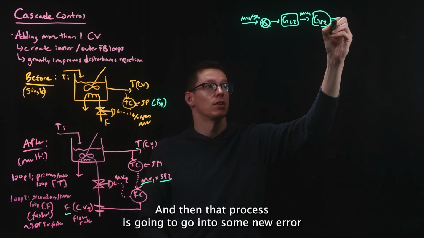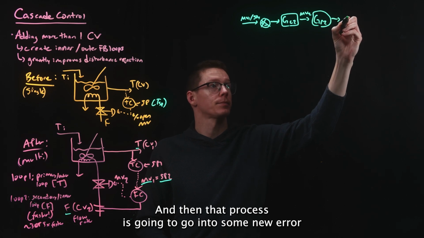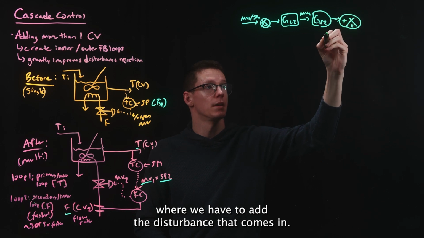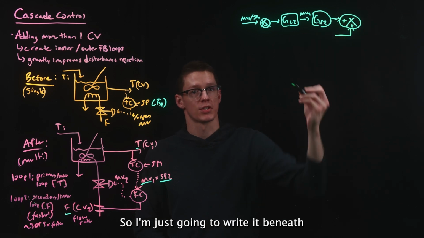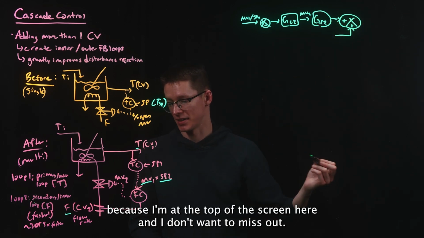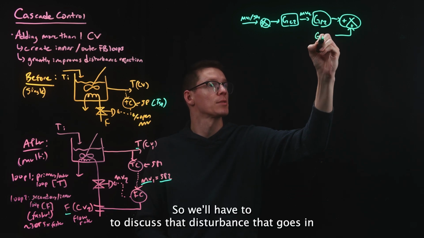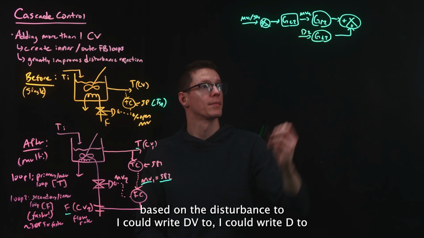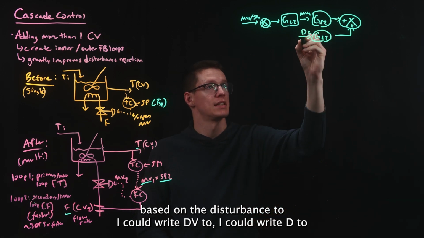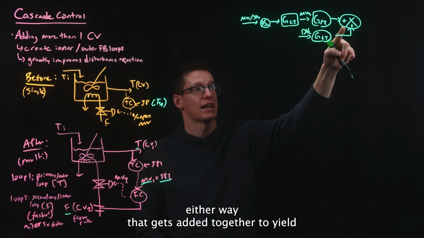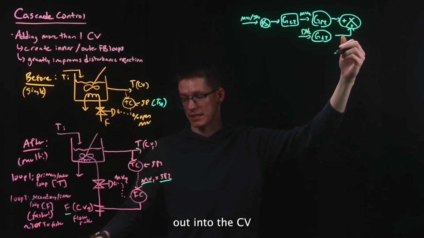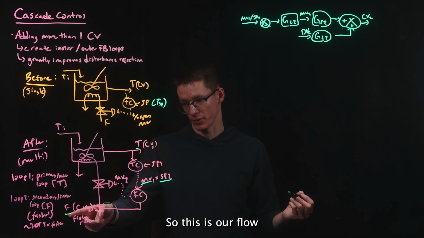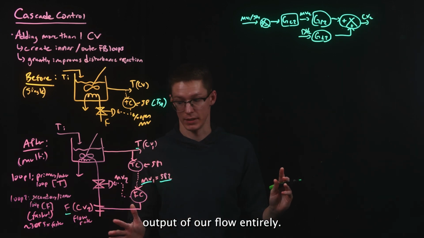And in that process, it's going to go into some new error where we have to add the disturbance that comes in. So I'm just going to write it beneath because I'm at the top of the screen here and I don't want to miss out. So we'll have GD2 to discuss that disturbance that goes in based on the disturbance 2. I could write DV2, I could write D2, either way. That gets added together to yield out into the CV. This is going to be CV2. So this is our flow. Output of our flow entirely.